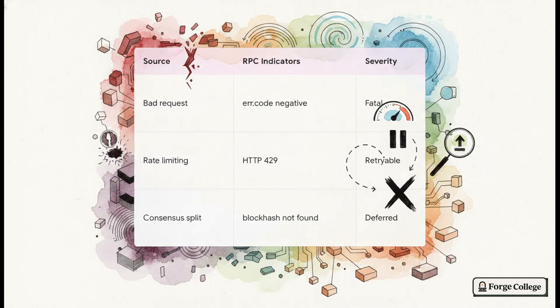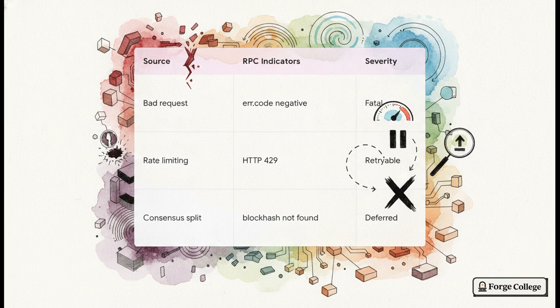Right, so here is how the theory actually maps to practice on paper. If you're looking at your logs and you see a negative error code or the word invalid, that's a bad request. We classify that as fatal. You throw a 400-level error and you hard stop. Now, if you get an HTTP 429, well, that's rate limiting. It's definitely retryable, so we back off.